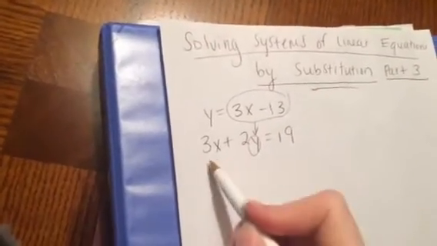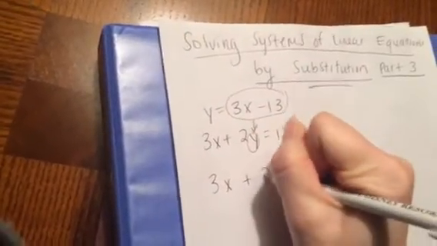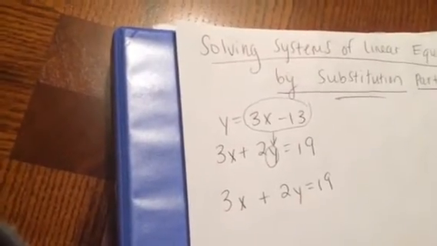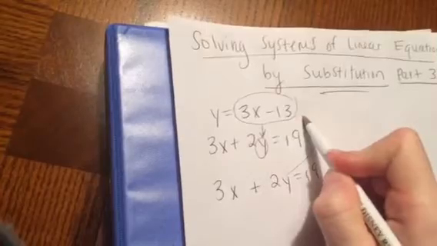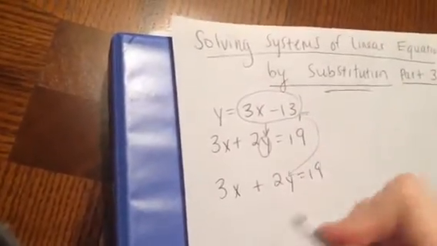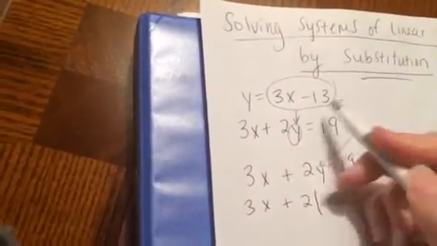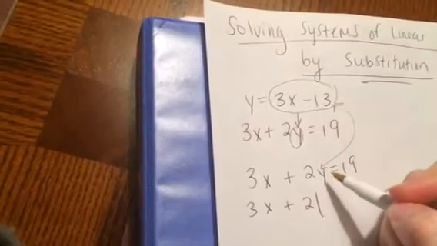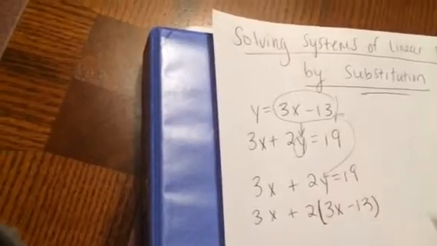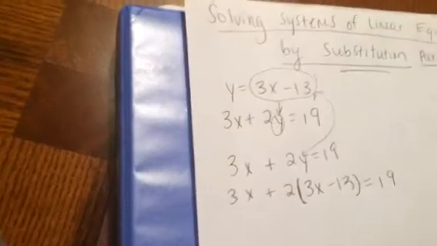Okay, so let's recopy our second equation that we're going to use. 3x plus 2y equals 19. And we know that y is equal to 3x minus 13, so let's plug that in. Okay, 3x plus 2, put your parentheses in because you have to copy this whole thing here, 3x minus 13, equals 19.